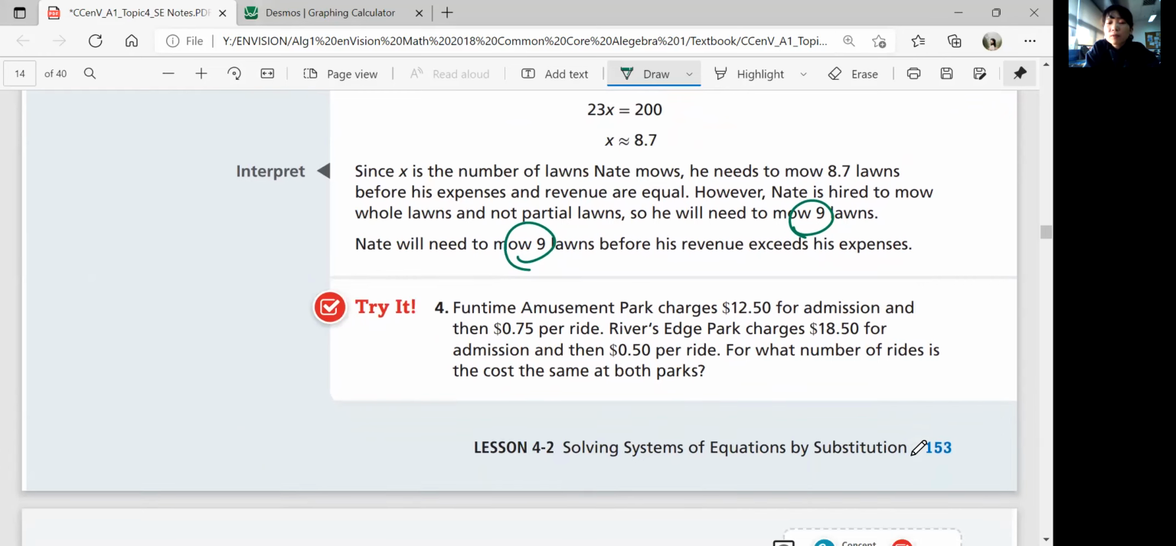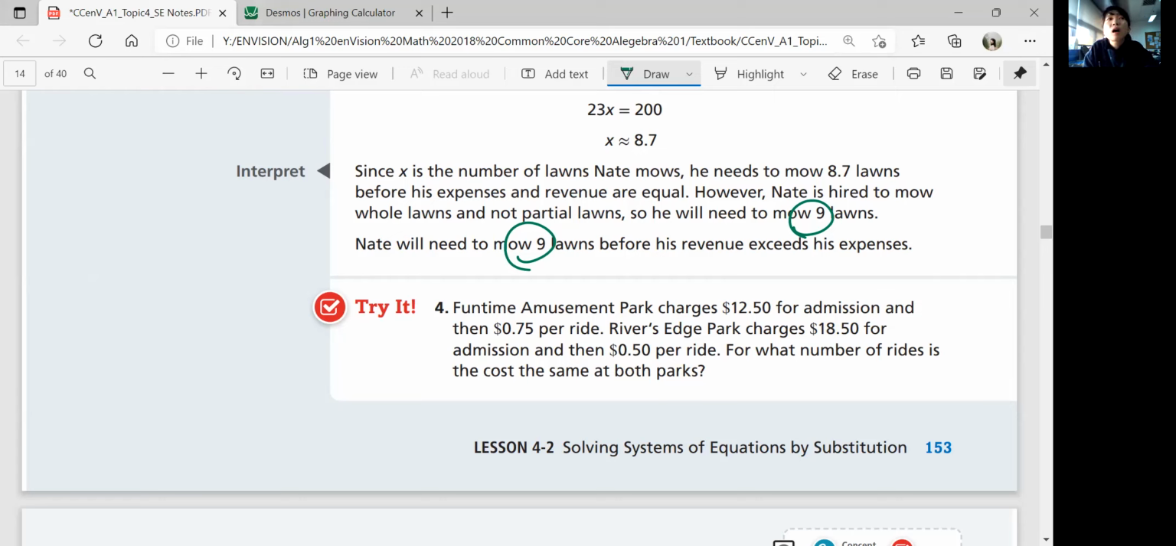All right, let's try number 4. Funtime Amusement Park charges $12.5 for admission. So when you go into the amusement park, you pay the ticket price, and then every ride, you also need to pay 75 cents. River Edge Park charges 18.5 for admission, and then 50 cents per ride. For what number of rides is the cost the same at both parks? So first, what are 2 equations that we could write?